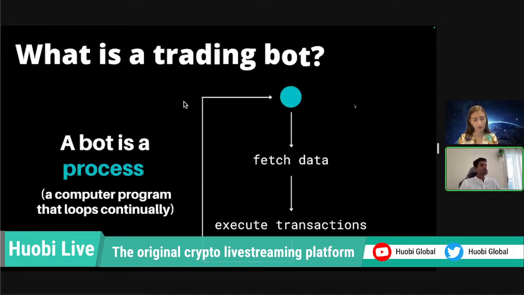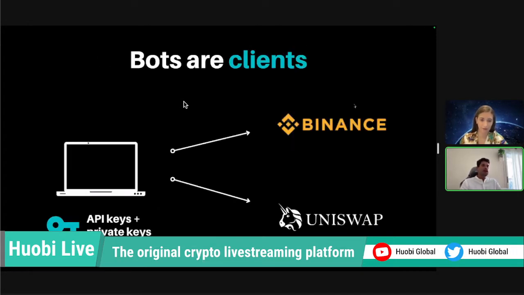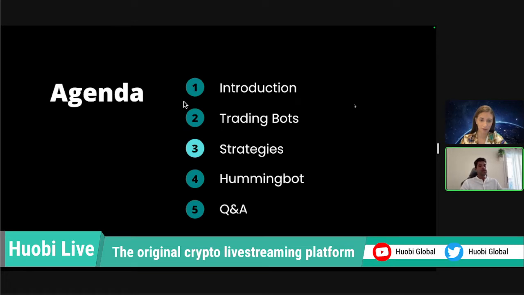So this is a little bit about Hummingbot. Now let's talk about what a trading bot is. A trading bot is a computer program that loops continually. Normally what it's doing is fetching information from the market or from different sources and executing transactions in the market. That's essentially what a trading bot is. It sounds a little bit complicated, but it's simple indeed. An important thing is that bots are clients, so you have to keep your own API keys and secrets. That's how you're going to connect, for example, with Binance, with Huobi, with Uniswap. Once you have those API keys, you can connect with the different servers. We're going to learn in a minute how to create API keys for Huobi and how to start a Hummingbot client with those keys.